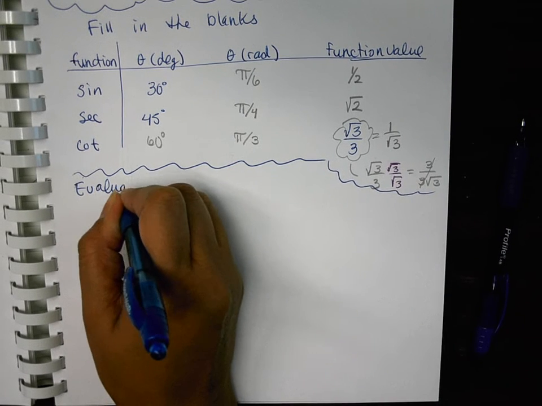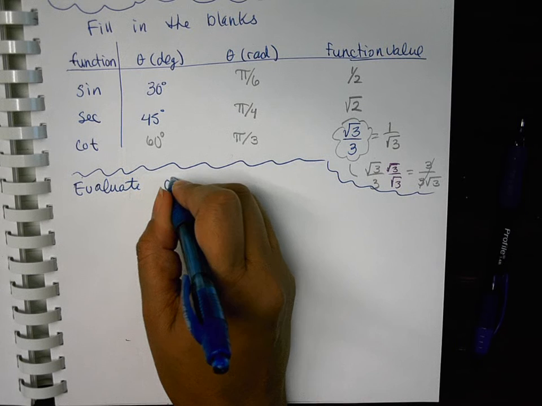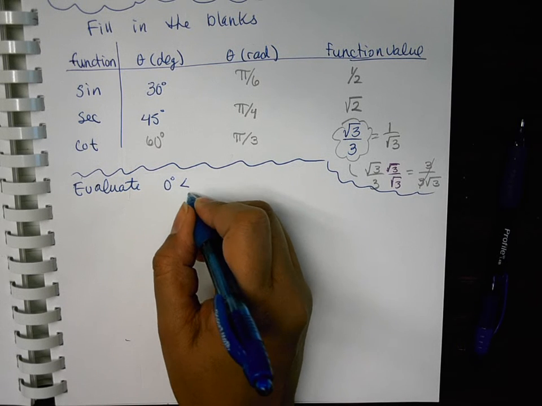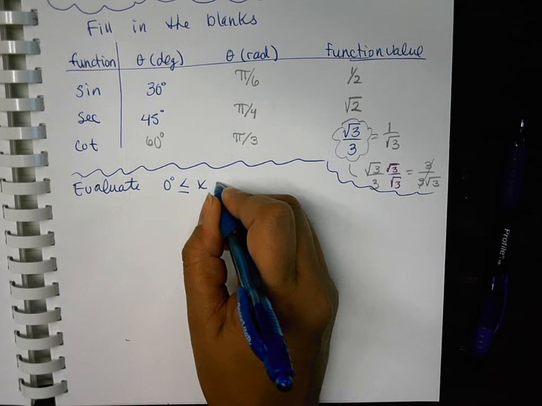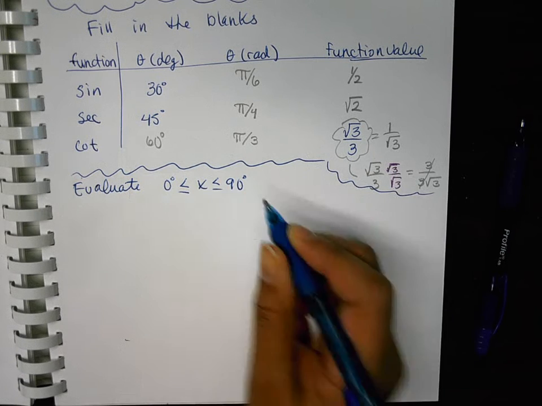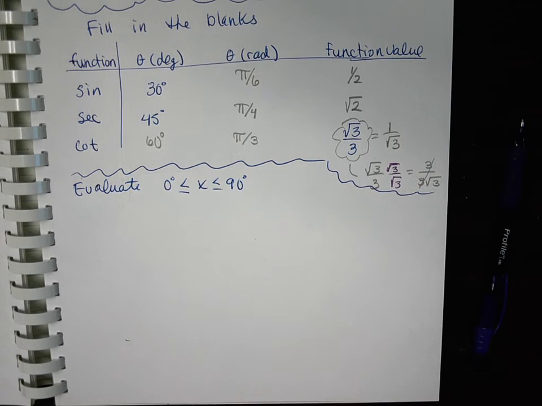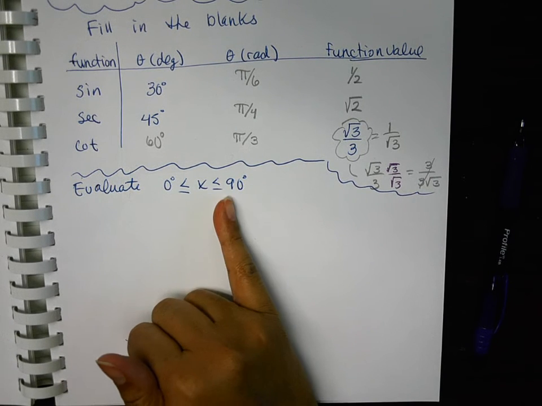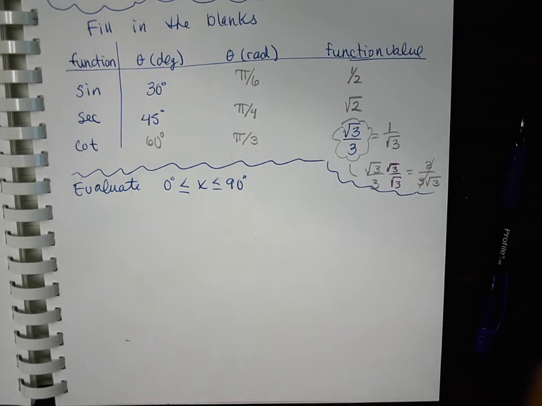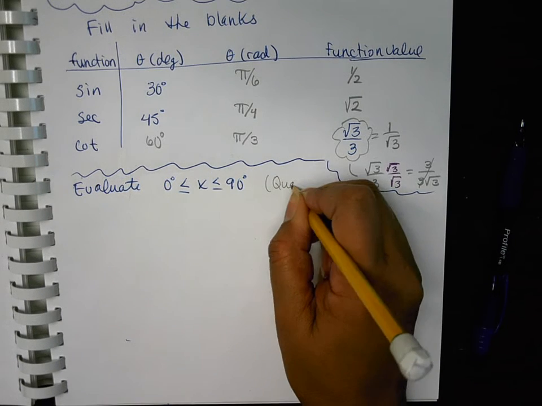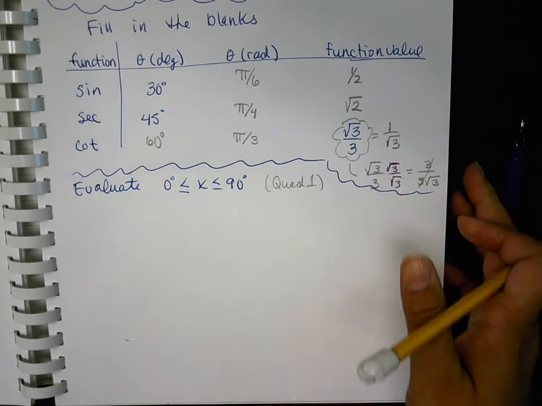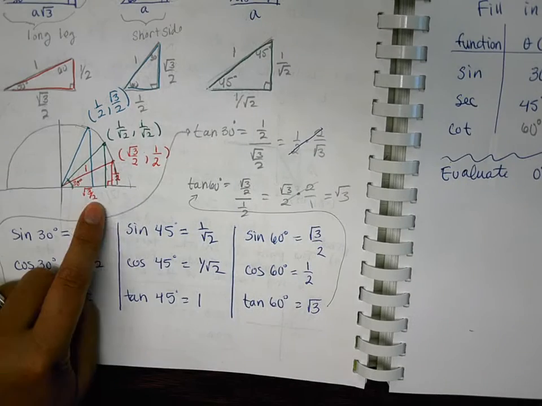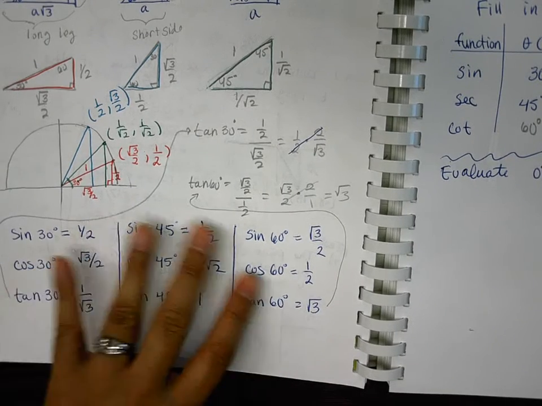Evaluate 0 degrees is less than or equal to x, which is less than or equal to 90 degrees. Can anybody tell me what quadrant I'm dealing with if I'm between 0 degrees and 90 degrees? Quadrant 1. So this is pretty much just saying restrict yourself to quadrant 1. And is that all we've really been doing anyway? Yeah, so it makes sense. We're only working with quadrant 1. Okay.